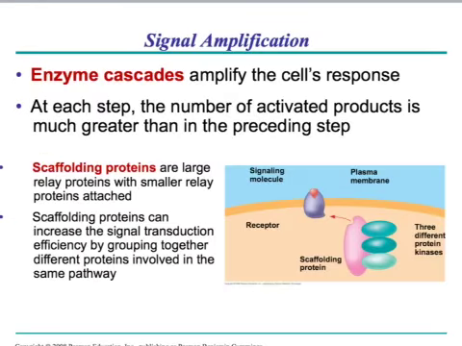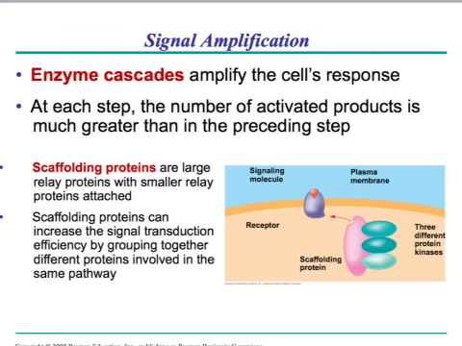Enzyme cascades amplify cells' responses. So when we talk about the response being bigger because we're getting more and more molecules involved, that's exactly what an enzyme cascade does. At each step along the process, what we activate is going to be greater in number than what we activated in the step before. So one signal molecule might come in and activate one receptor. One receptor might activate one protein. That one protein might activate two proteins. Those two proteins might activate four proteins, and it just keeps building and building until we end up with the kind of response that we want.